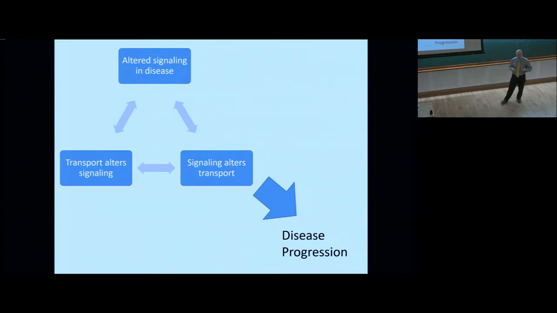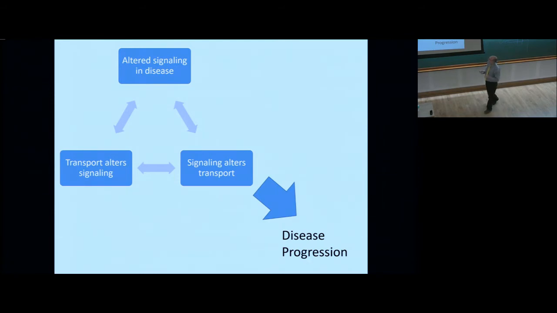And one of the things that we don't really know about is, in a lot of different diseases, we know signaling pathways are altered, but we don't know how to relate that to disease. So if I tell you in cancer that a particular signaling pathway is upregulated, and maybe that it affects transport, how does that contribute to disease? Really, we can't tell you.